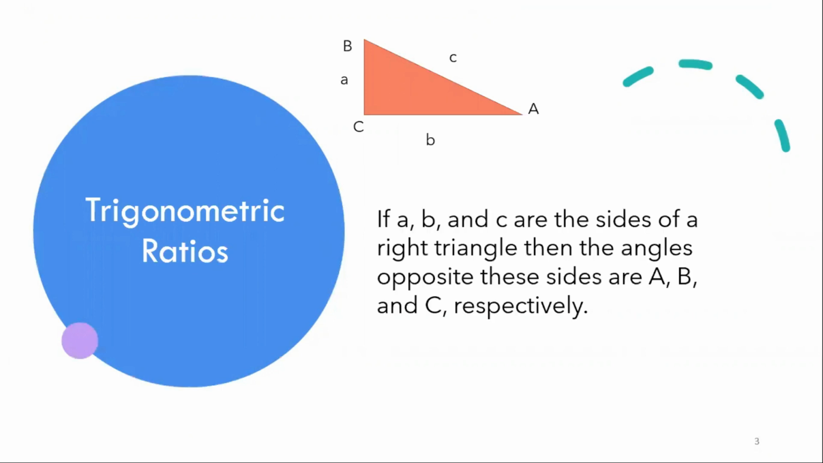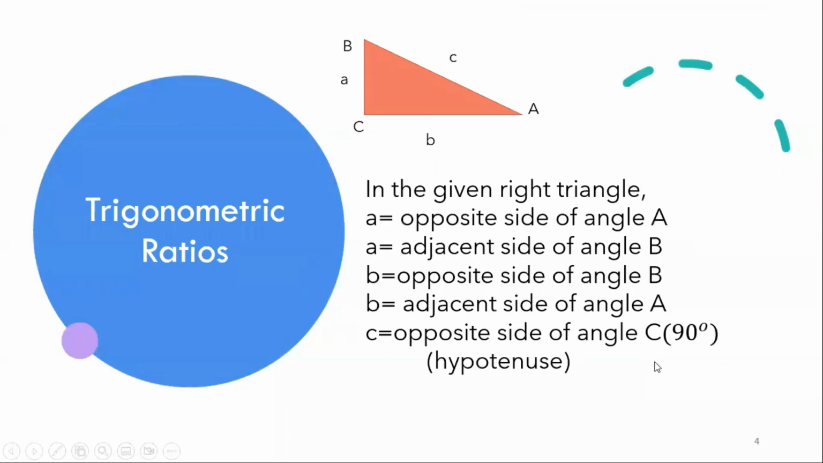So if A, B, and C are the sides of a right triangle, then the angles opposite these sides are angles A, B, and C respectively. So in a given right triangle, as you can see in the figure above, A is opposite to angle A. So A is the opposite side of angle A. However, A is adjacent to angle B.